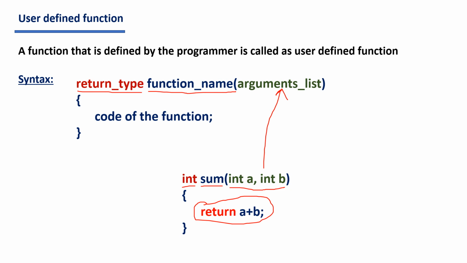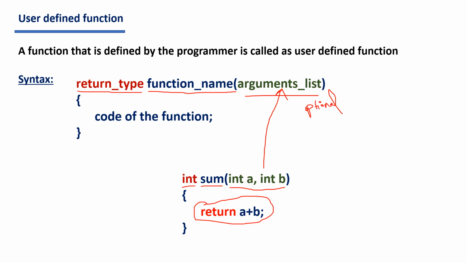A user-defined function contains a return type followed by function name, and it contains arguments. Here the arguments list is optional. That means a function can take arguments and a function can also not take arguments. We can pass arguments to the function, and in some cases there is no need to pass arguments to the function. It depends upon the application we are writing. So simply, a function can take arguments and it is optional.